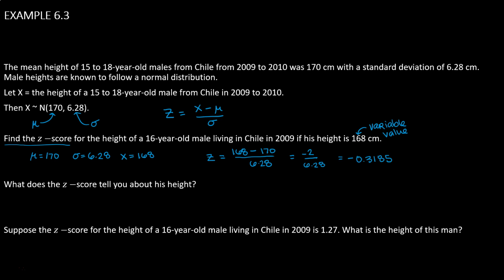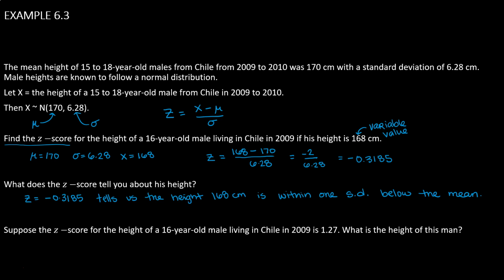This z-score is negative. That tells us that this height is smaller than the average height, and it's negative by a small fraction, less than 1, less than a half even. So we know that this height is very close to the center. It's within 1 standard deviation below the mean. Even it's within a half a standard deviation below the mean. So this z-score tells us that the height, 168 centimeters, is within 1 standard deviation below the mean.